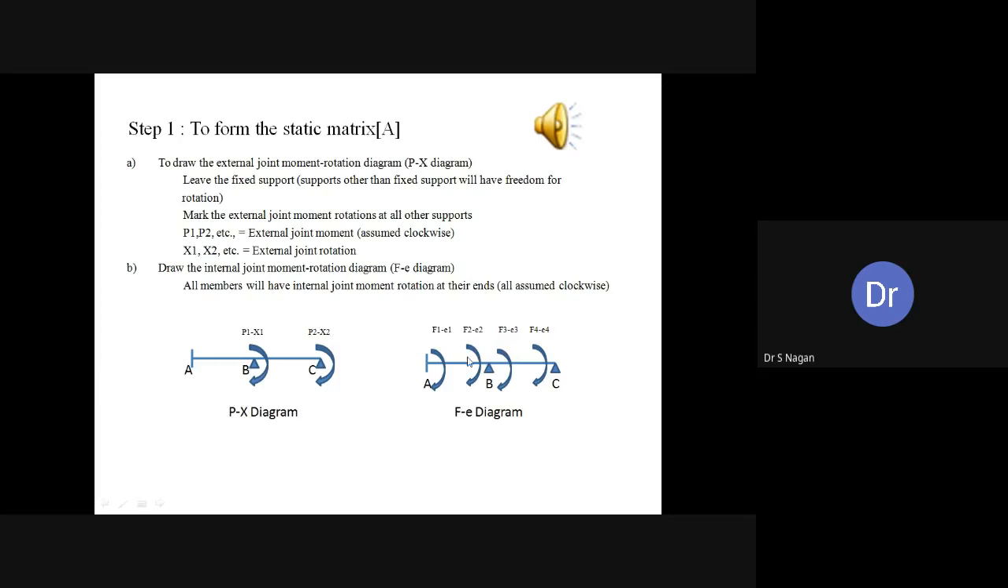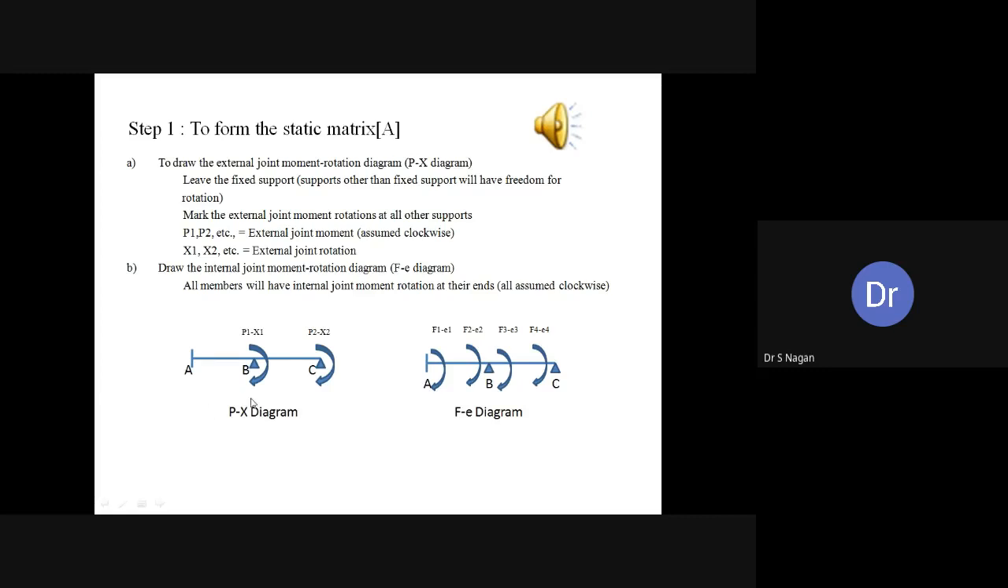Here also, we will assume all the moments as clockwise. So at A, we will have F1, E1; at B, F2, E2; at B, on this side BC, F3, E3; and here F4, E4. All members will have internal joint moment and rotation at their ends, irrespective of the type of support. We need not see what the type of support is. So they are called F1, E1, F2, E2, F3, E3, F4, E4. In case we have one more span, we will have F5, E5, and F6, E6. This is independent of the type of support.